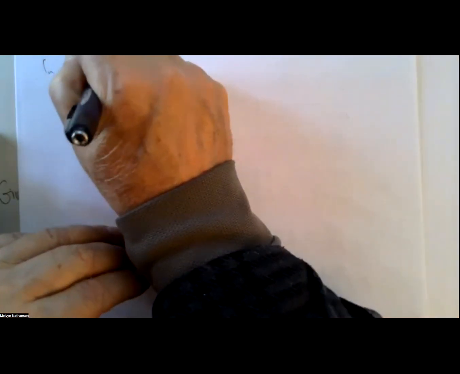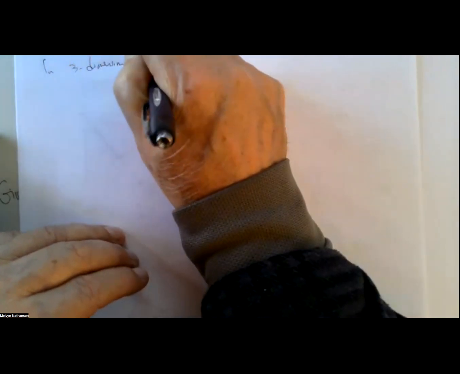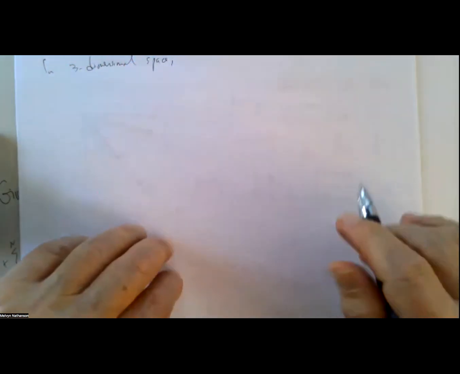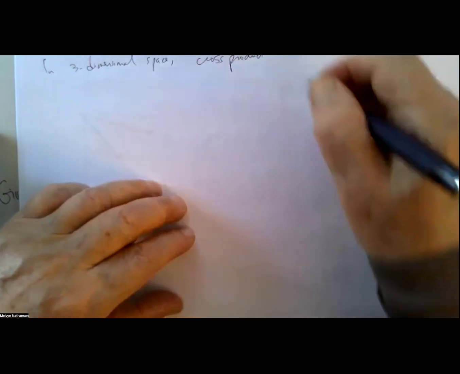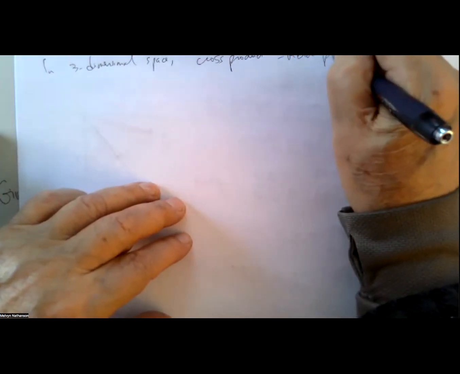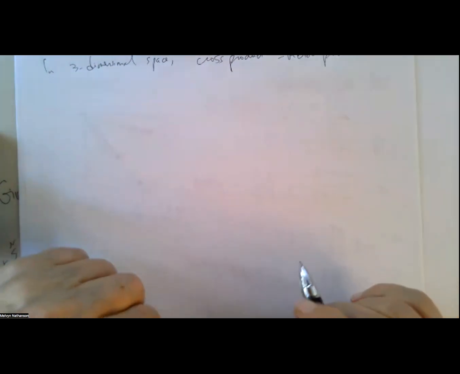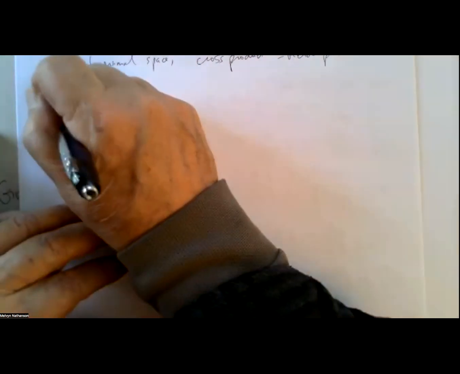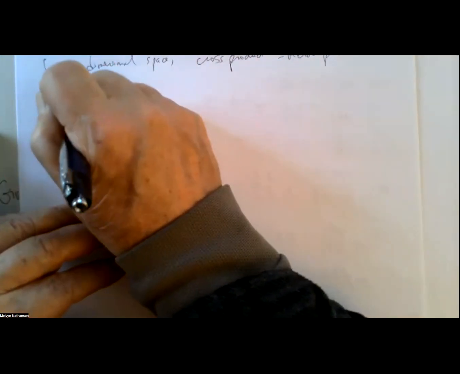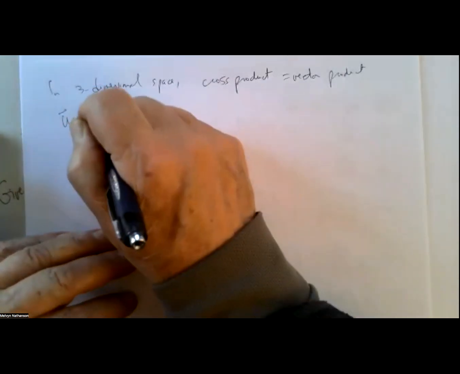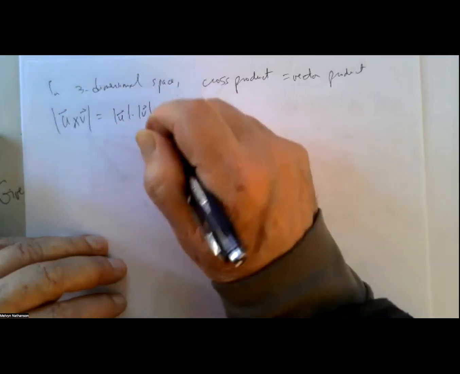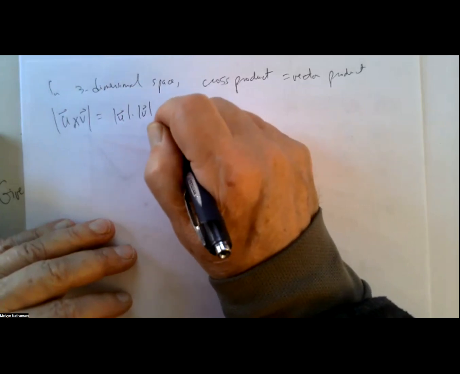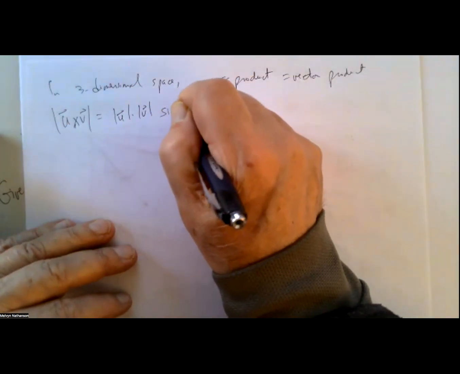in three-dimensional space, we also have the cross product, which is sometimes called the vector product of two vectors. So if we have vectors u and v, the cross product u times v is a vector whose length is the length of u times the length of v. Now for the dot product, we had the cosine here, but for the cross product, we have the sine.